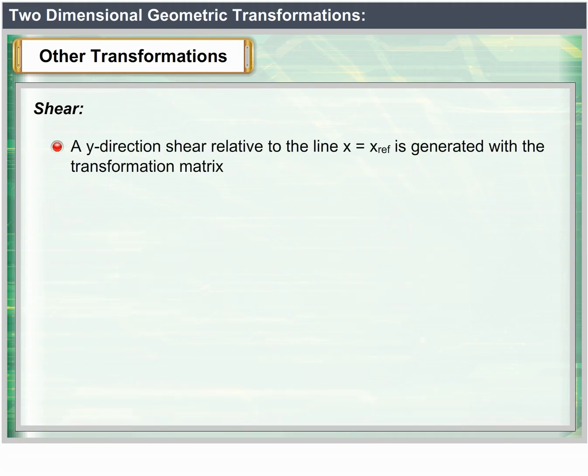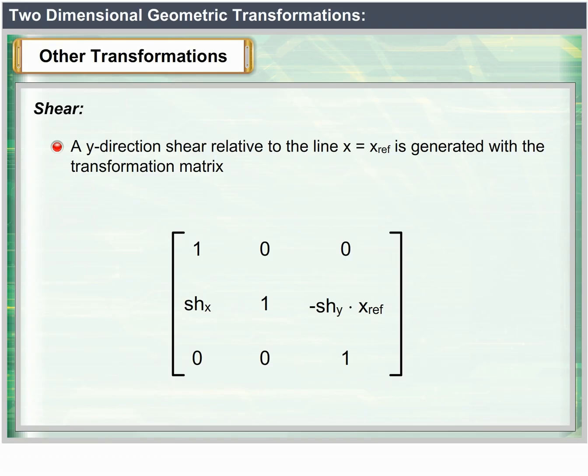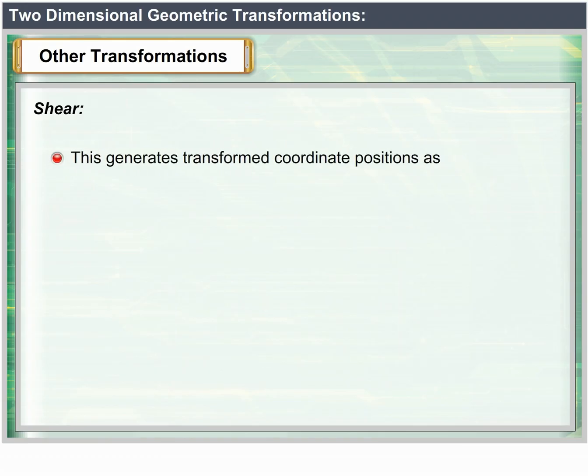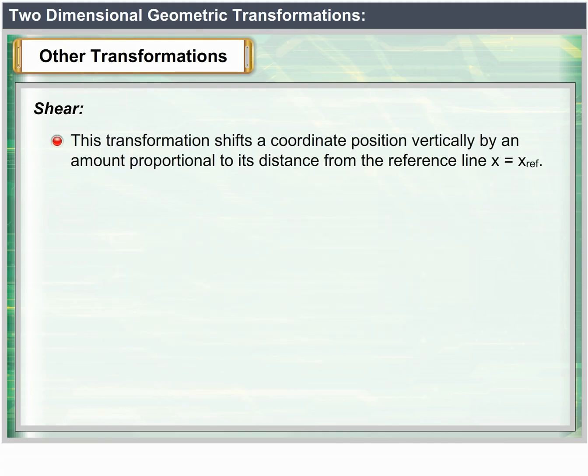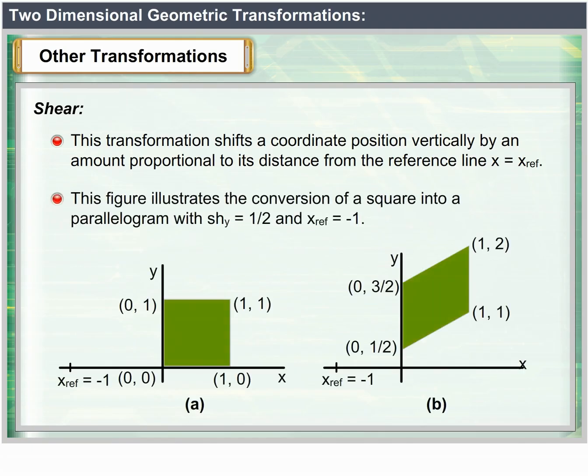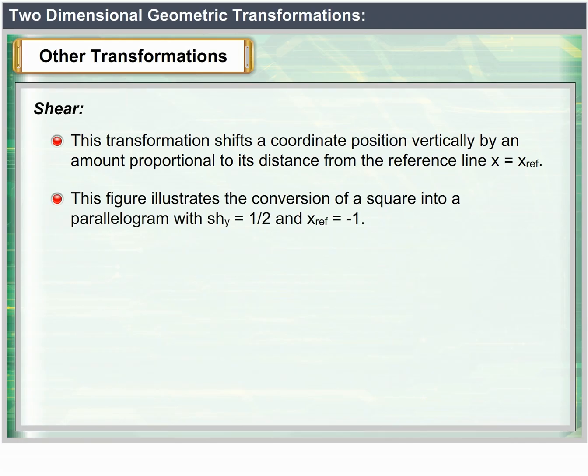A y-direction shear relative to the line x equals xref is generated with the transformation matrix as shown below. This generates the transformed coordinate positions as x' equals x, y' equals shy times (x minus xref) plus y. This transformation shifts a coordinate position vertically by an amount proportional to its distance from the reference line x equals xref. This figure illustrates the conversion of a square into a parallelogram with shy equals 1/2 and xref equals minus 1.